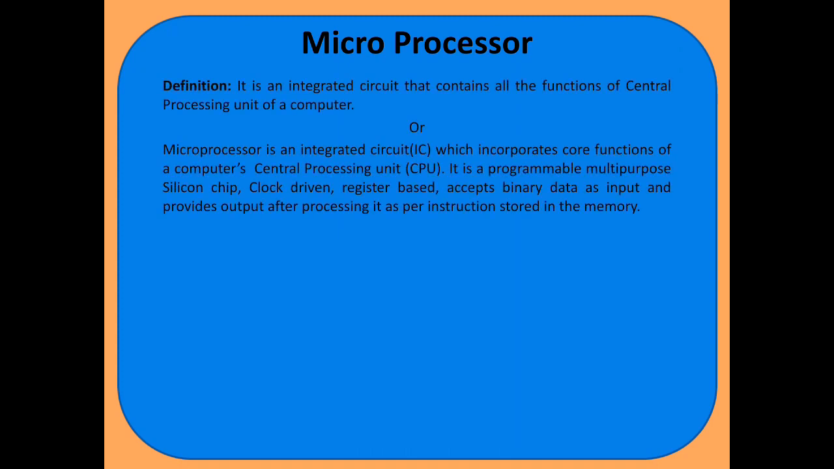A microprocessor is an integrated circuit that contains all functions of the central processing unit of a computer. Another way to say it, the microprocessor is an integrated circuit which incorporates core functions of the computer's central processing unit. It is a programmable multi-purpose silicon chip, clock driven, register based. It accepts input data in the form of binary and provides output after processing it as per the instructions stored in the program. So the microprocessor is unable to perform any operation without a program.